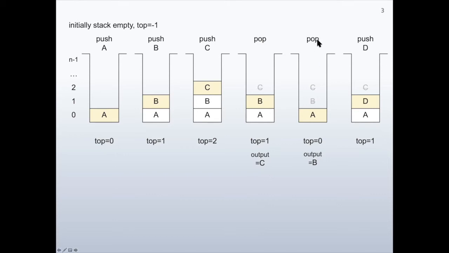If another pop operation is applied, then the top item was B. It is removed from the stack. The output is B, and top is decremented. It becomes 0. If then D is pushed into the stack, top was 0, top is incremented by 1, it becomes 1, and in that location, D is stored.